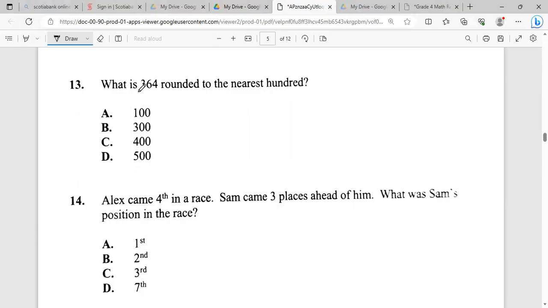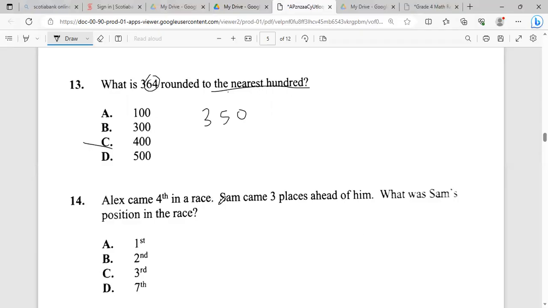Which is 364 rounded to the nearest 100. Now this is past 50, so it will be 400. Once it has reached 350, then the nearest 100 becomes 400.